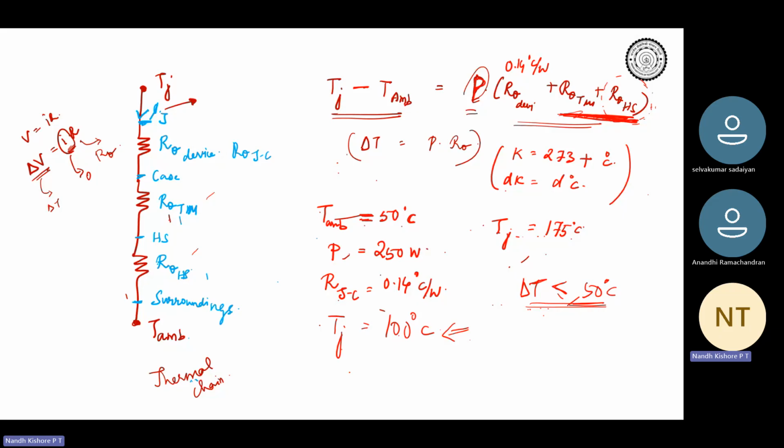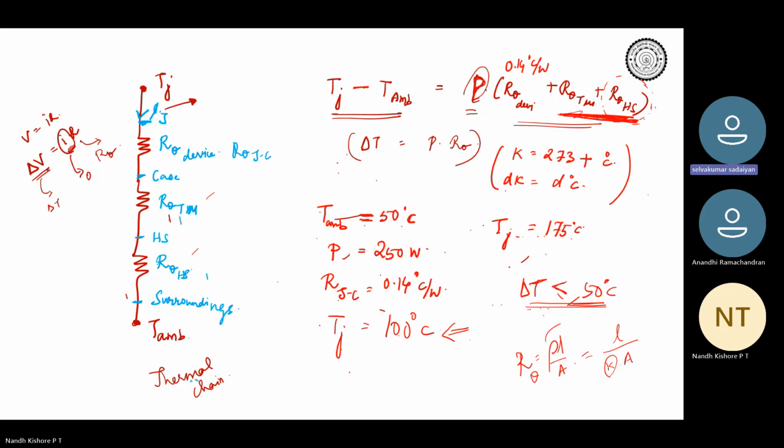R theta is what? Degree per watt. It is like ohms only. R is what? Rho L by A. Similar to that, you can write for this also, L by K into A, where K is your thermal conductivity. That is your R theta. Very analogous, very simple. Rho is the resistivity, over here conductivity, so it's coming in the denominator.